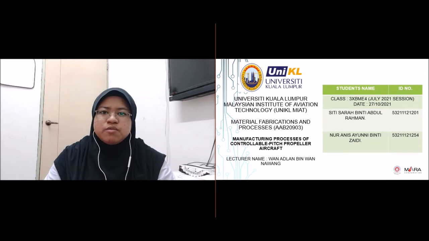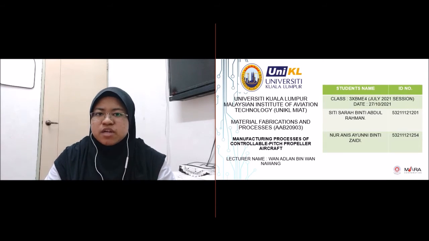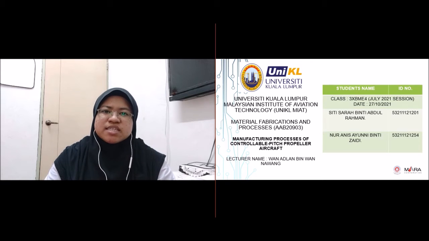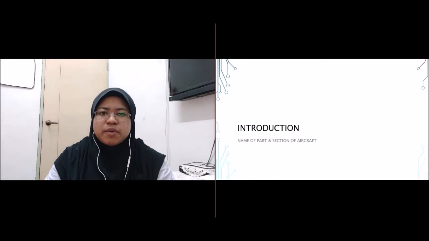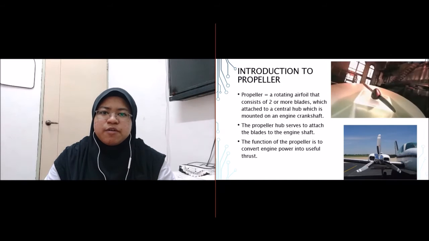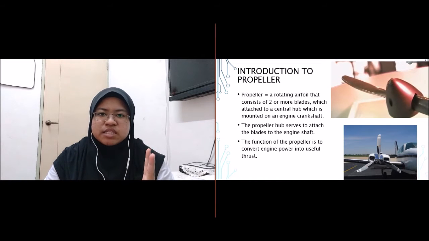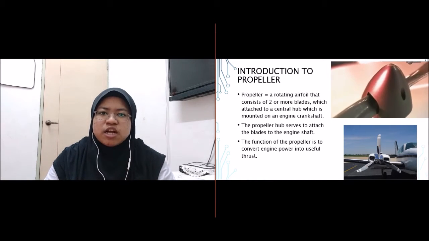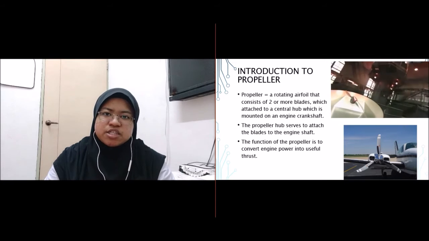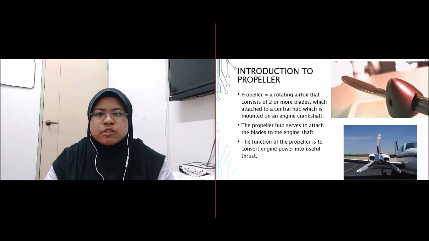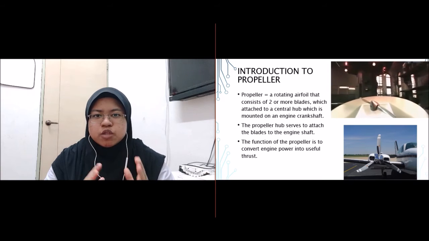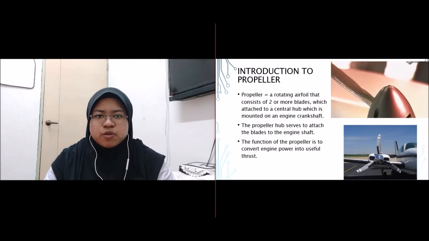In today's video, me and Nur Anis Ayuni Zaidi will be discussing the manufacturing process of controllable pitch propeller aircraft. For starters, more about propeller. A propeller is a rotating airfoil that consists of two or more blades, which attach to a central hub which is mounted on an engine. The function of the propeller is to convert engine power into useful thrust so the aircraft can move through the air.